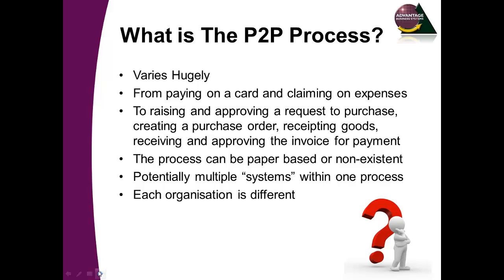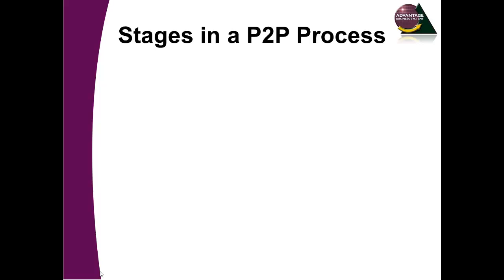So as I say, each organisation is different. There may be different requirements for everybody, which is why there are lots of different systems available in the marketplace that will go with GP or functionality available within GP itself. So, stages in the P2P process. I'm going to talk through now some of the stages that are within a potential process that you may want to implement. Some people want all of the stages, other people may just have one or two of them.